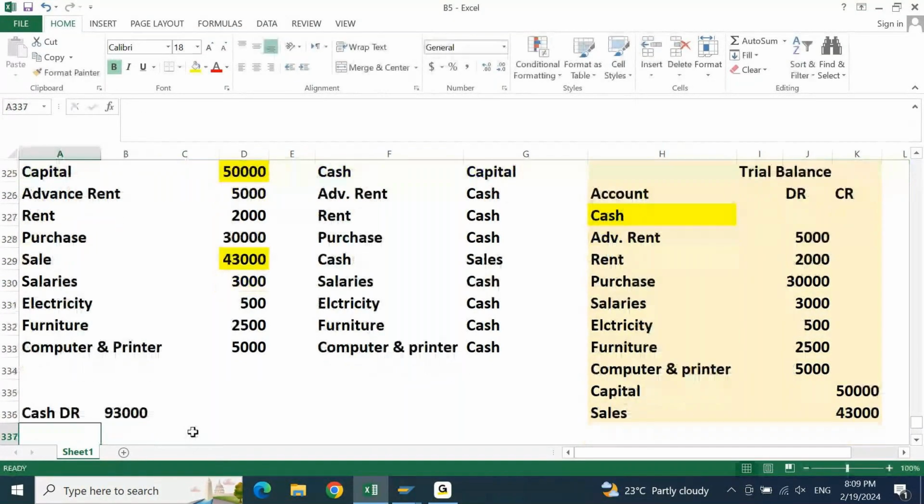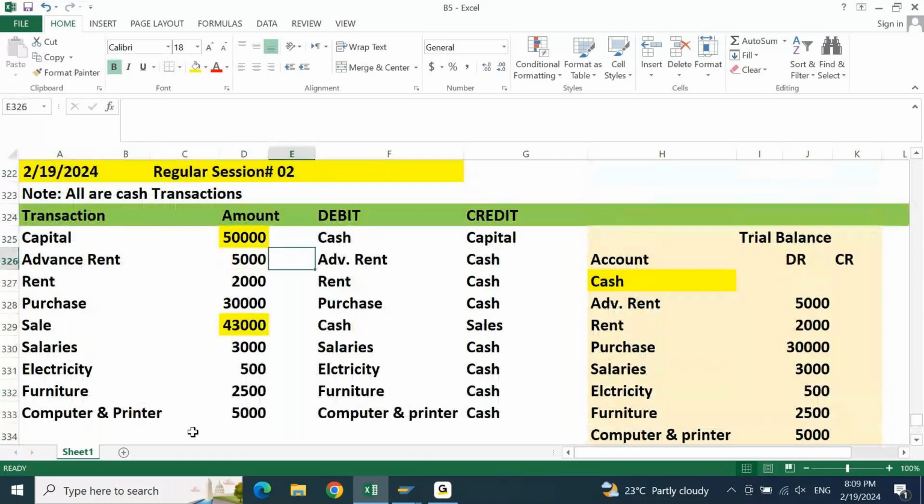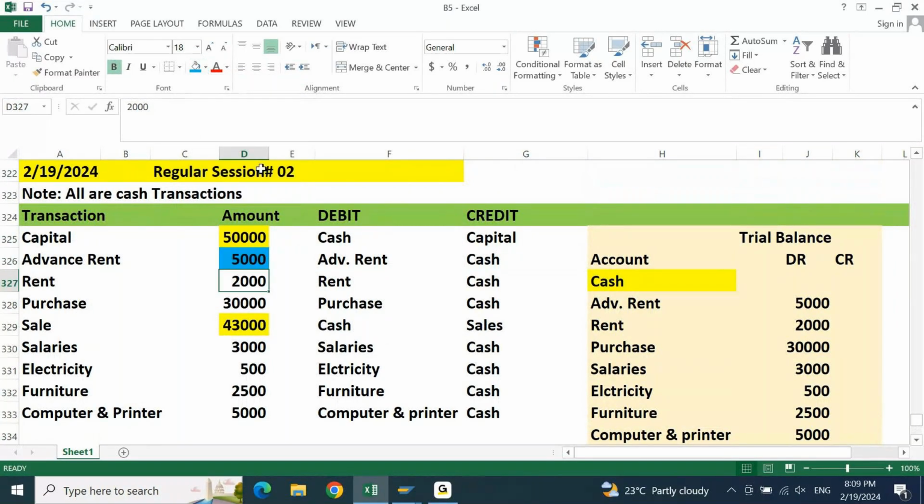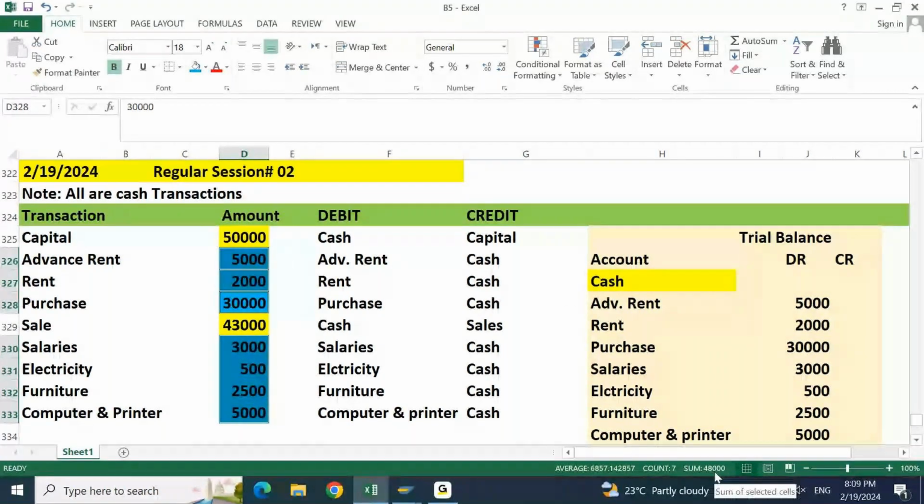And similarly, I need my cash credit balance. Now, what is the cash credit balance? Wherever I have cash credit, let me put a different color for it. For example, I'll put blue color. This is credit, this is credit, this is also credit, credit, credit, credit here. Wherever cash is appearing on the credit side, we have highlighted it with the blue color. Now let me take the total of all the blue colors. It is equaling to 48,000, meaning my cash credit balance is 48,000.